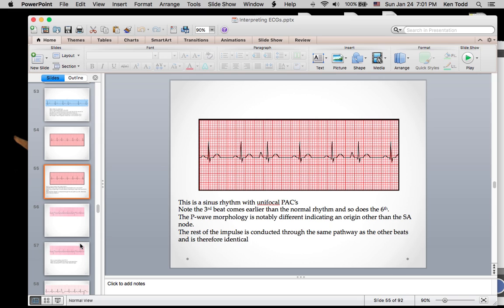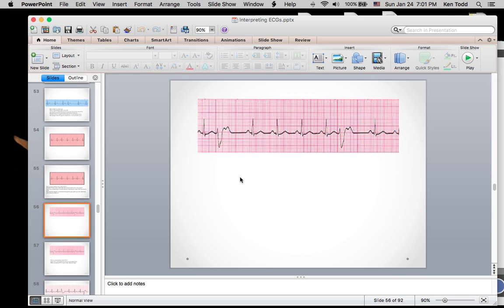So here's a little explanation of that. Now here we have, and these should jump out at you immediately as to what is weird, this one and this one. We'll get to these in a second. Let's look at our underlying rhythm.